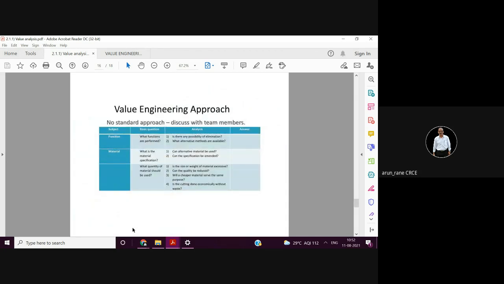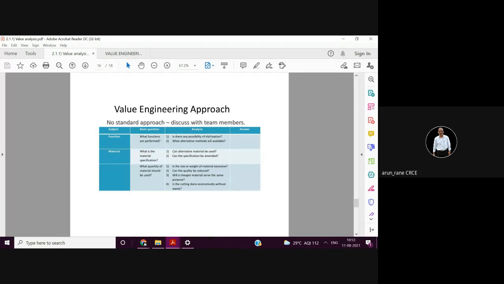So there is no return or there is no fixed approach. You have to always discuss with the team members, then brainstorm. Brainstorm matlab kya? Coming all the people, all the team members together and discussing. Some guidelines are of course there. That is, you have to ask what functions are performed, what is the present function.